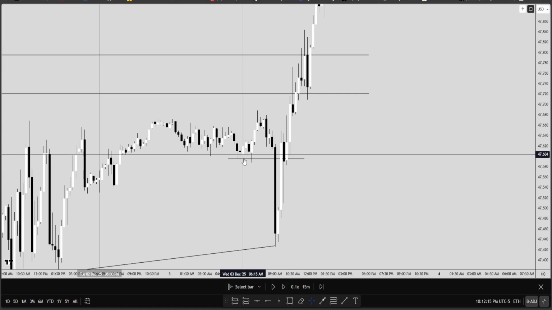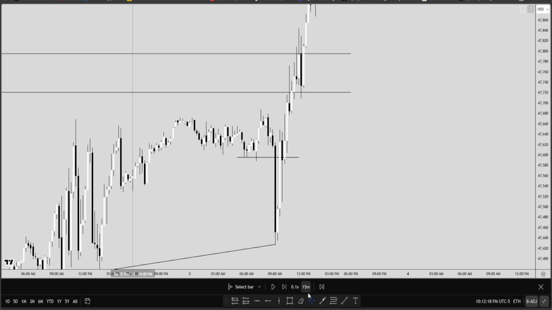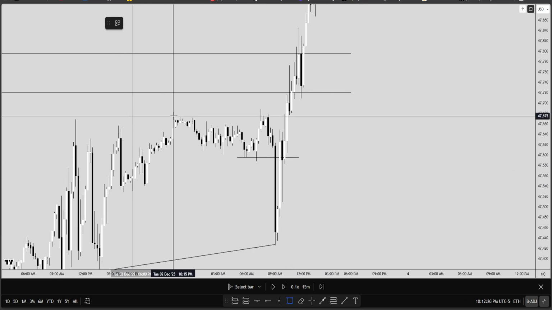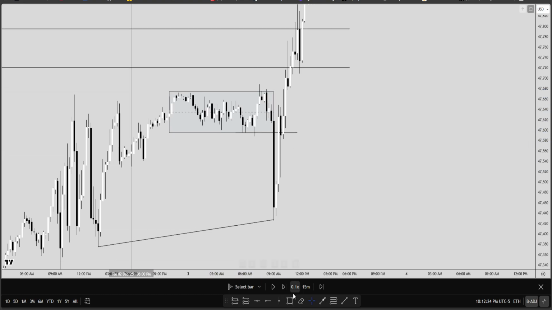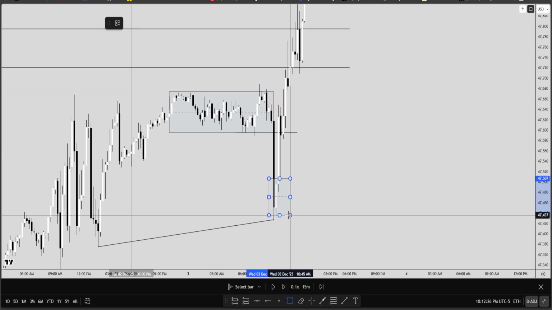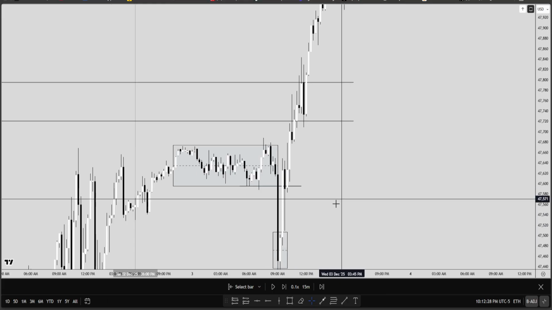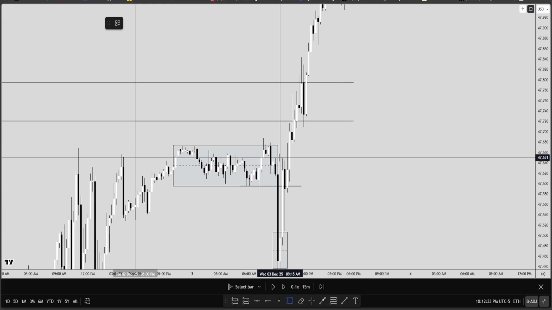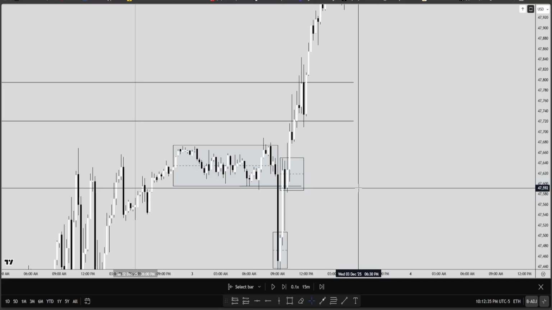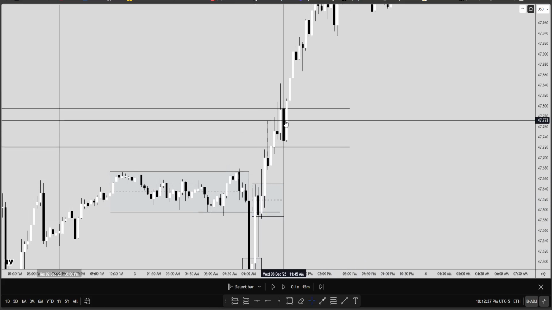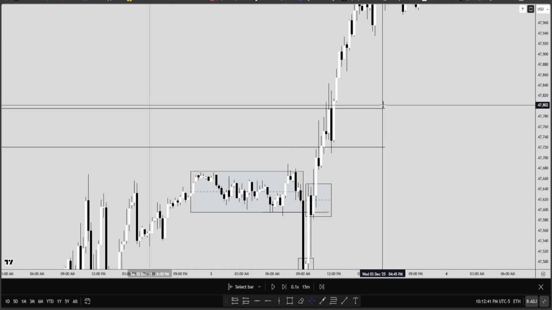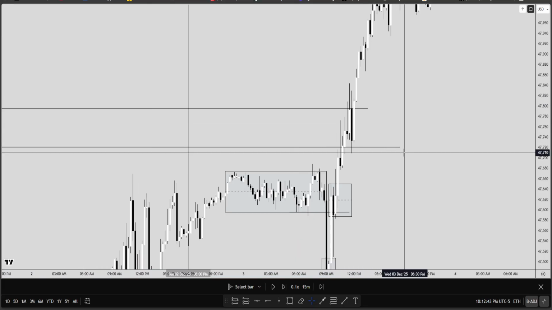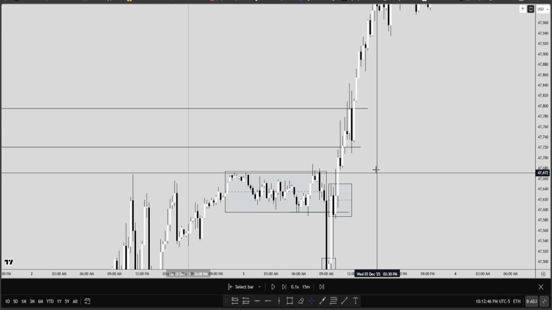So you can see how there's a lot more information. You can actually see also the market maker buy model, how we have the accumulation, the manipulation, the expansion. We can even say this is the accumulation phase right here, and then the second stage distribution phase back to this draw right here that we were anticipating here.